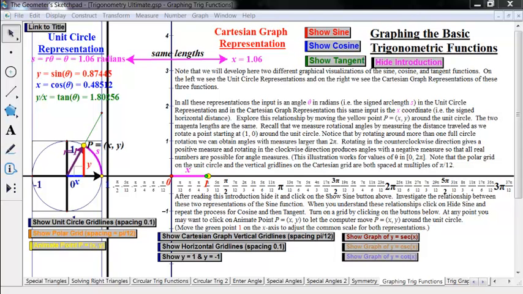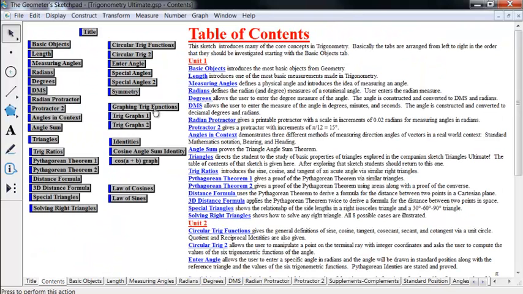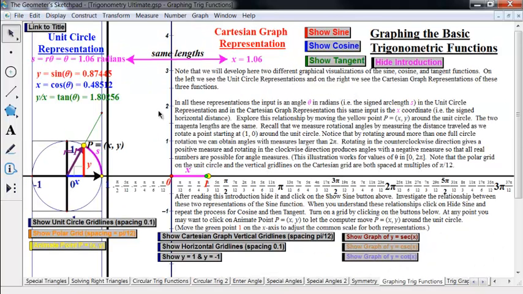This is Jack Jackson. This is the first of our series of videos talking about going from the unit circle graphical representation of trigonometric functions to the Cartesian coordinate representation. We're going to be using my sketch here called Trigonometry Ultimate, and the tab that we're going to be using is called Graphing Trig Functions, and so it goes to this page here.